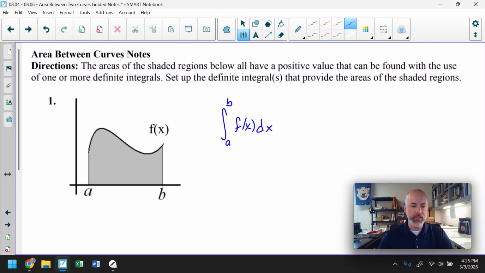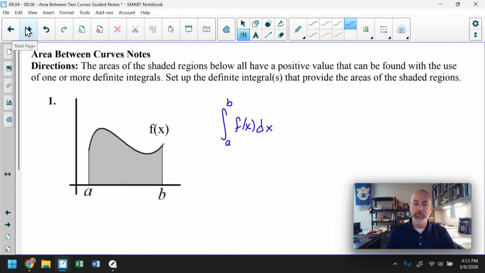Now, one thing to mention in these areas, we will always give answers that are positive. We are actually finding the area. Now, I know there are instances where definite integrals produce a negative answer, but that depends on the context of the problem, whether you keep the negative or if you want to get rid of the negative. And in these answers, we will always have a positive answer for the area between the curves.